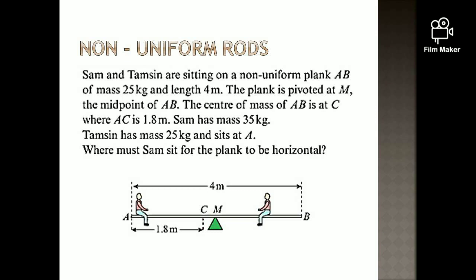Then the other one is 35, so you can mark 35 into G, 35 into gravity downwards, from the other person, but he is not at B. That's the important point we need to understand. Where must Sam sit for the plank to be horizontal? That means they are talking about equilibrium. Now let's see how to obtain the answer, where this person should sit to keep the system in equilibrium.